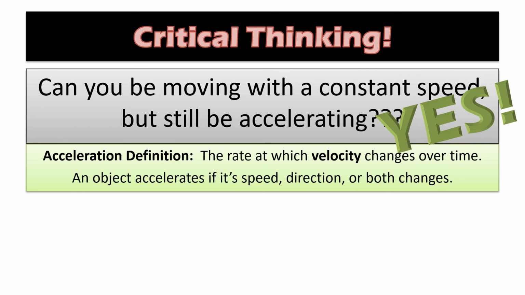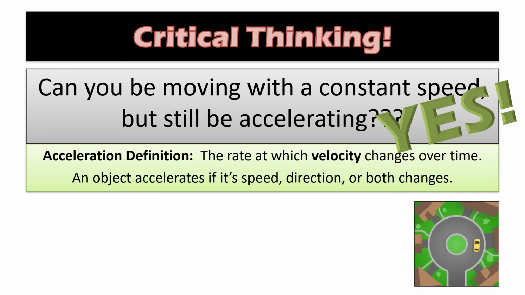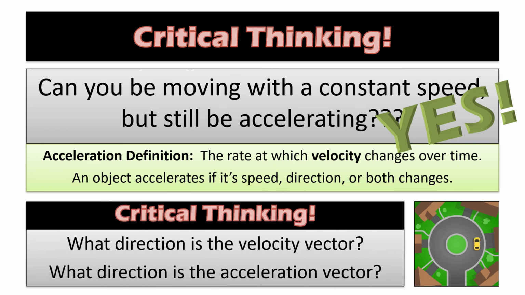Well, if you're changing your velocity vector's direction, maybe you're moving in a circle or even just around a bend, making a turn. So I want you to think about what direction is the velocity vector pointing on that little car. How would you visualize what the velocity vector might look like? And visualize, this is even tougher, what direction is the acceleration vector pointing?